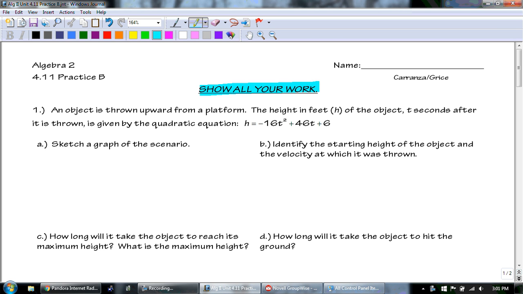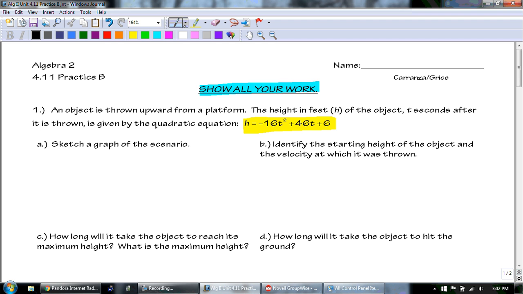So, an object is thrown upward from a platform. The height in feet h of the object in t seconds after it is thrown is given by the quadratic equation y equals negative 16t squared plus 46t plus 6.